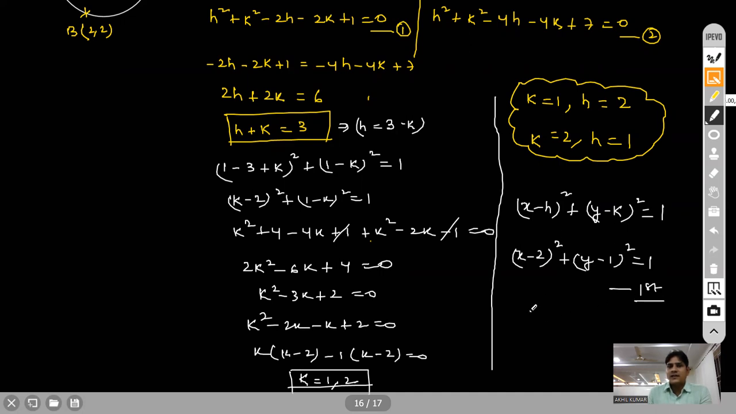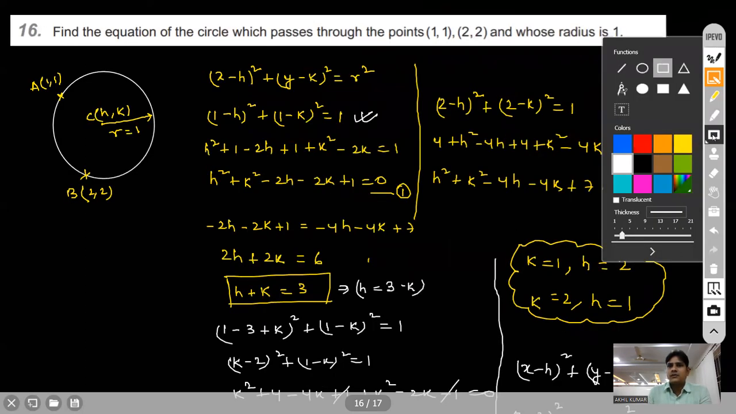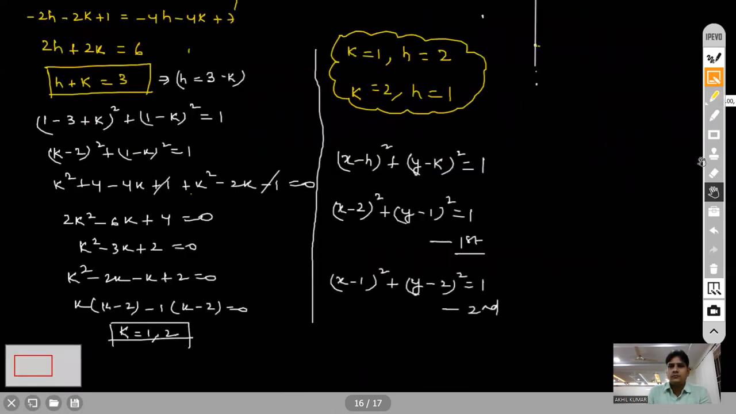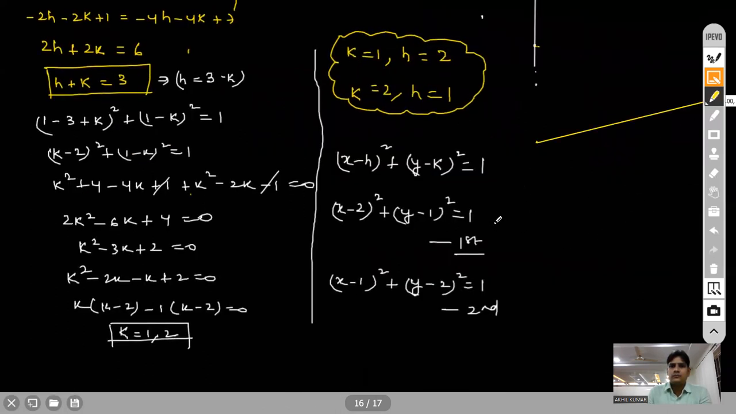And when we consider h as 1, I will get x minus 1 whole squared. In that case, k will be 2. So y minus 2 whole squared is equal to 1. So this is the second equation. So both are our answer. Right. So both will be our answer.